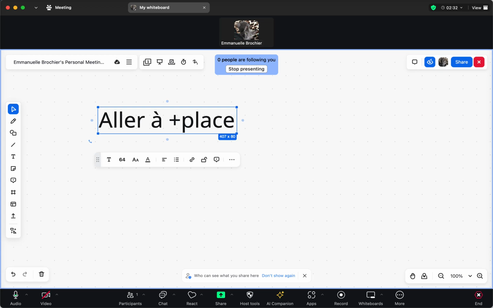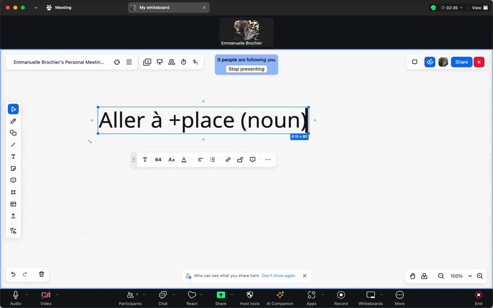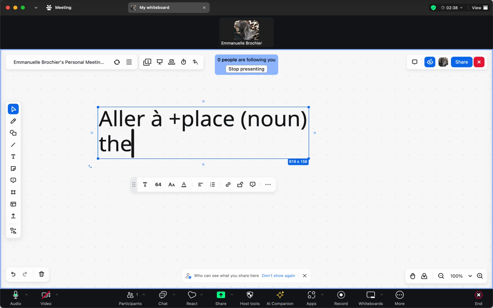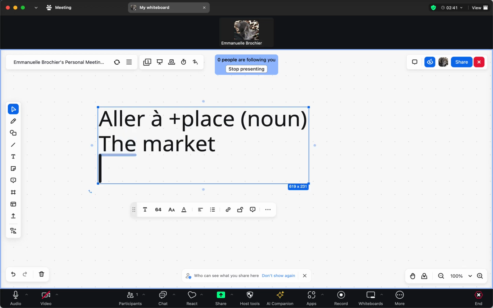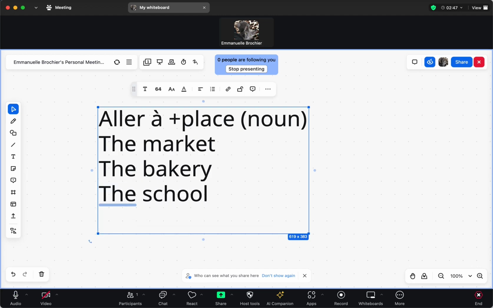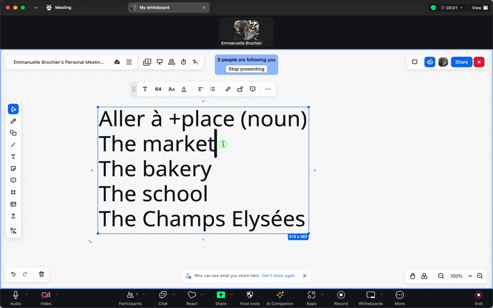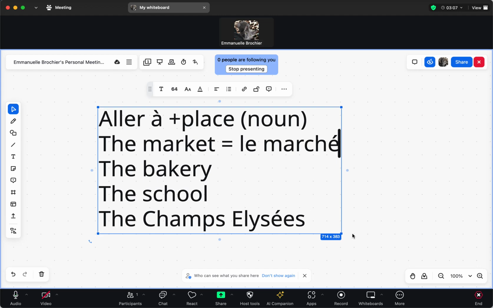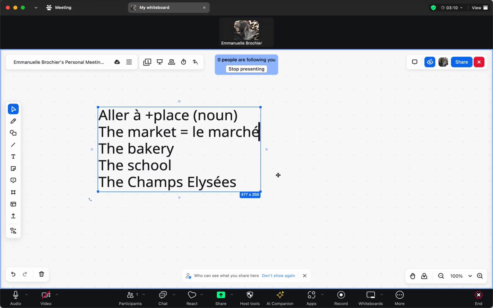The place is, logically, a noun, and the noun in French has an article, so it can be the market, the bakery, the school, and let's say the restroom. But in French we don't say restroom, we say the toilets, okay? Or let's say the Champs-Élysées. Now, the market in French is le marché. So how does it work when I have aller à plus le marché? Well, we'll see that in a few seconds.